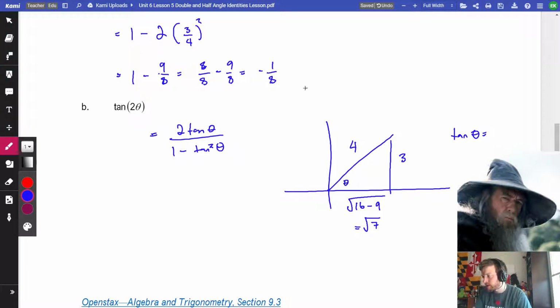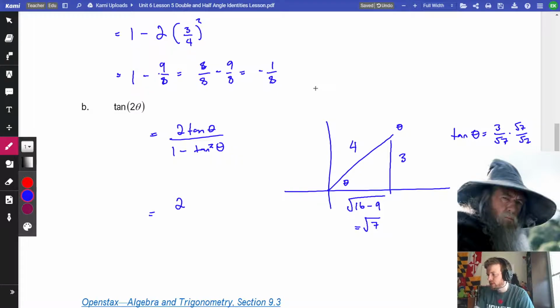This is the angle theta. 3 over root 7. Multiply by root 7 over root 7, and we get 3 root 7 over 7. Maybe simplifying like I did isn't the best move, but whatever.